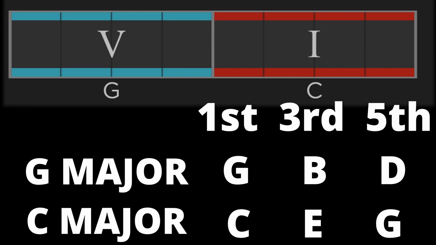The 5 chord in the key of C major is G major. The G major chord has the notes G, B and D. The C major chord has the notes C, E and G. Look at the middle note or third note in the G major chord. It is B. This is the closest note to the root or tonic of C major. It is only half a step or a semitone away from it. This creates the strong pull or desire to resolve that we hear in the perfect cadence.